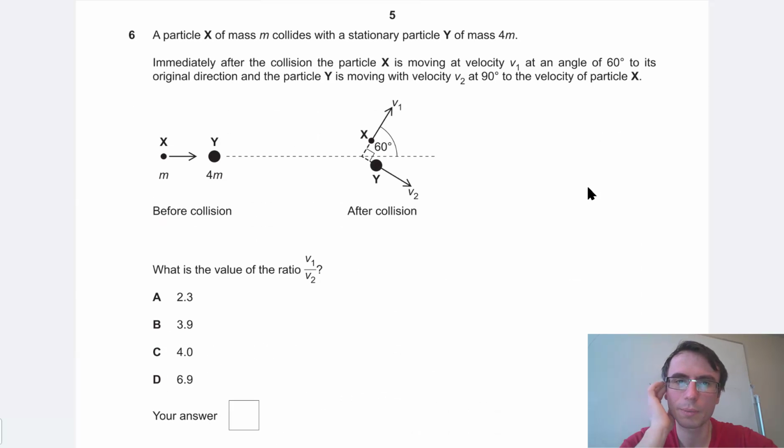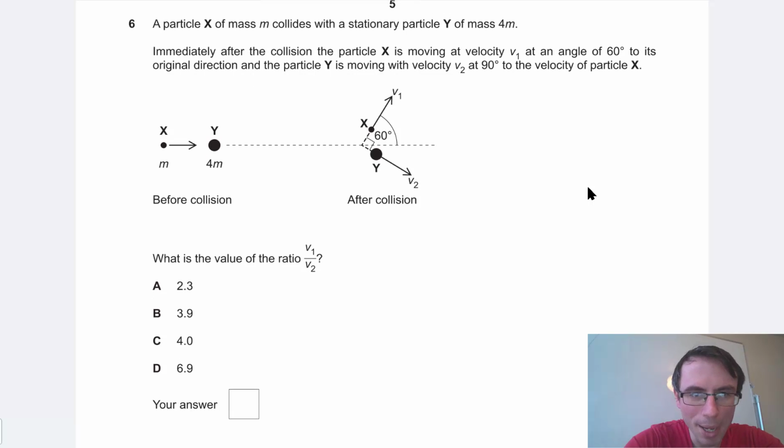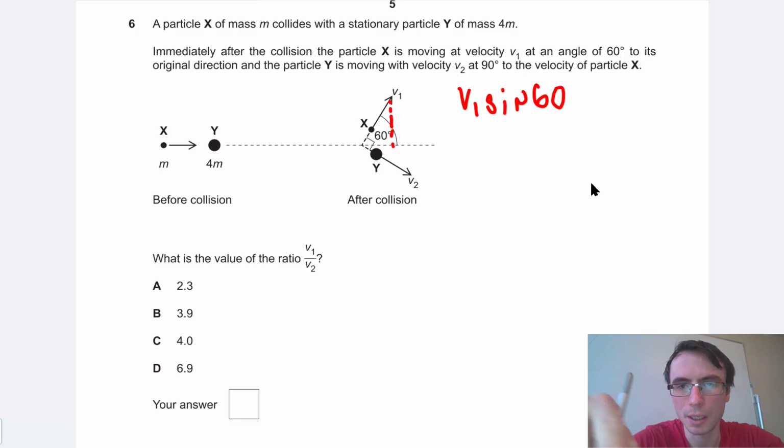Okay, 6. A particle of mass m collides with a stationary particle of mass 4m. I've recently solved this question actually. A student asked me how to solve this question. Let's see if I remember how to do it. The mass is hitting another mass of 4m, so the total momentum in the y direction is 0, so that means that the total y momentum after the collision has to be 0 as well. So the y component of the velocity is v1 sine of 60. The angle is 60, isn't it? Yeah, it is 60.